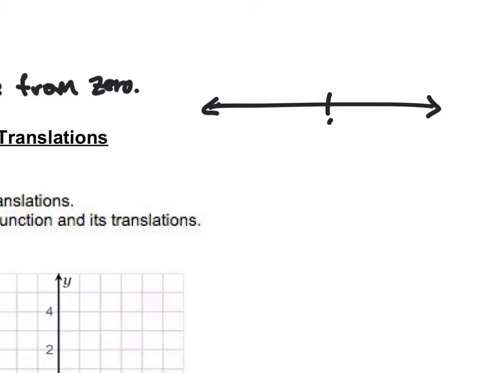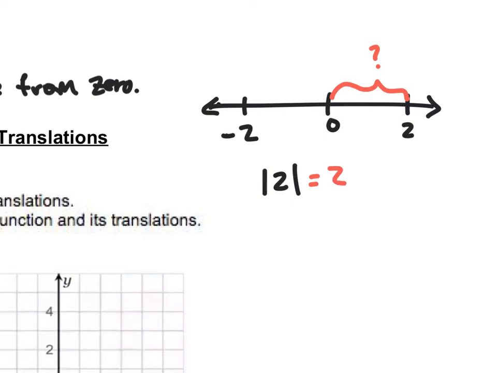Remember, if we have a number line, here's 0, here's positive 2, here's negative 2. So if I wanted to say, what's the absolute value of 2? What's the distance from 0 to 2? That would be a value of 2. Similarly, what's the distance from negative 2 to 0? So the absolute value of negative 2 would give me a value of 2.